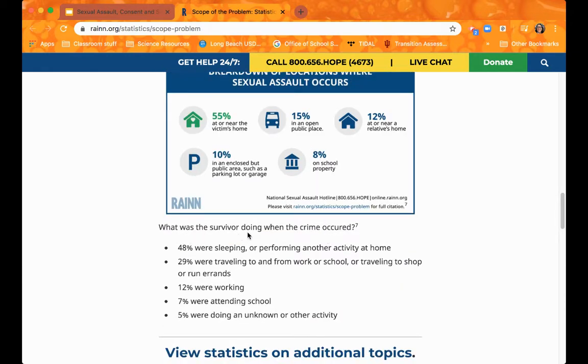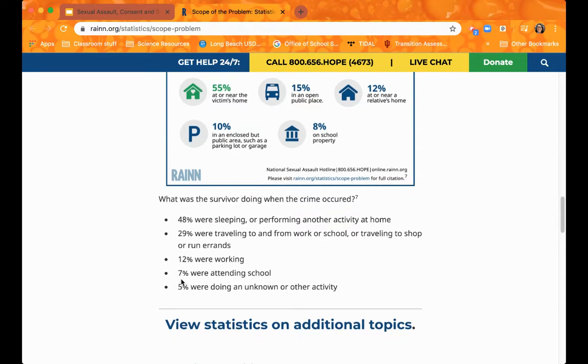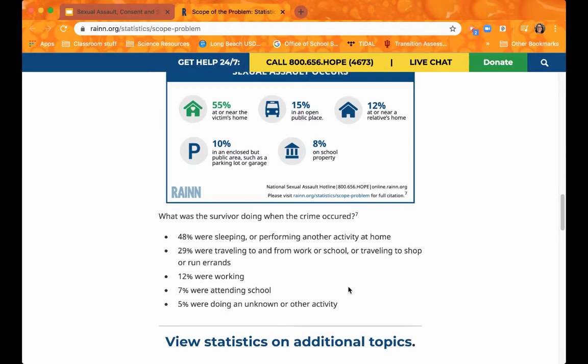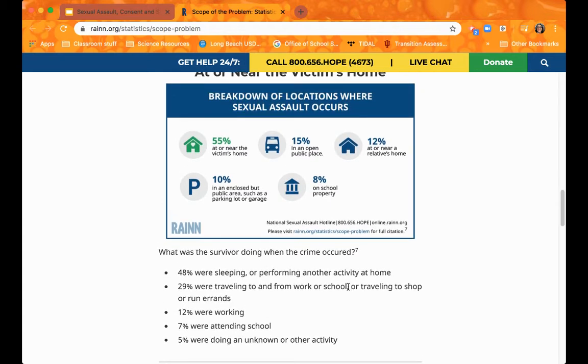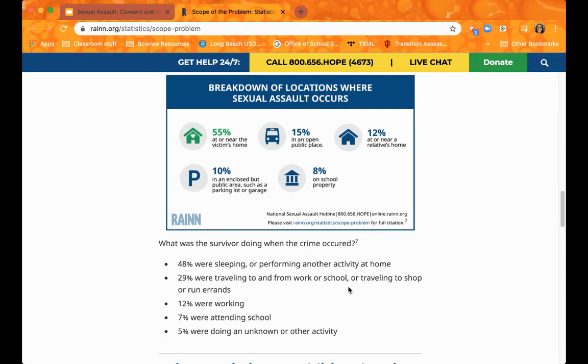So, what was the survivor doing when the crime occurred? 48% were sleeping or performing another activity at home. 29% were traveling to or from work or school, or traveling to shop or run errands. 12% were working, 7% were attending school, 5% were doing an unknown or other activity. Wow. It's really hard, tough information to think about.